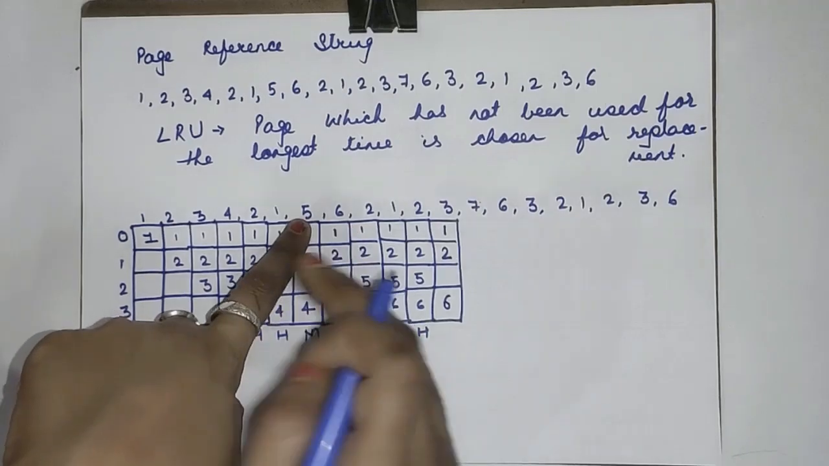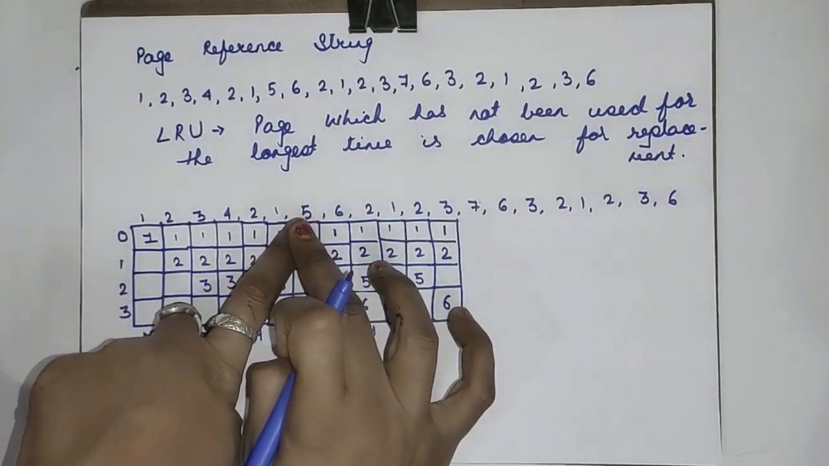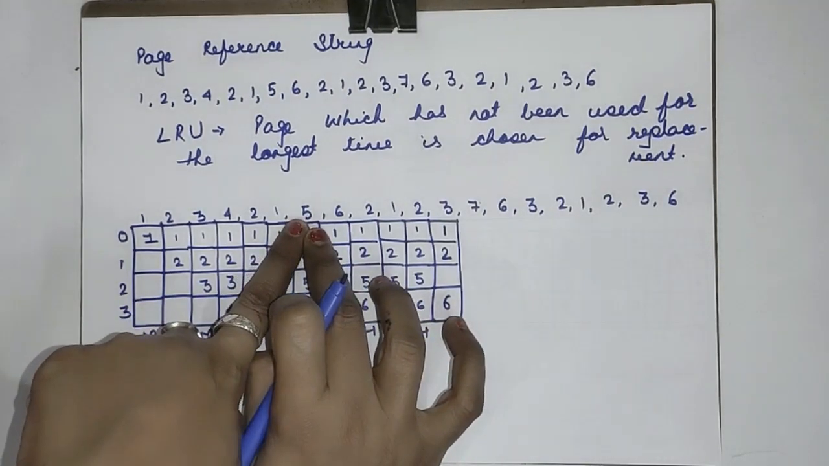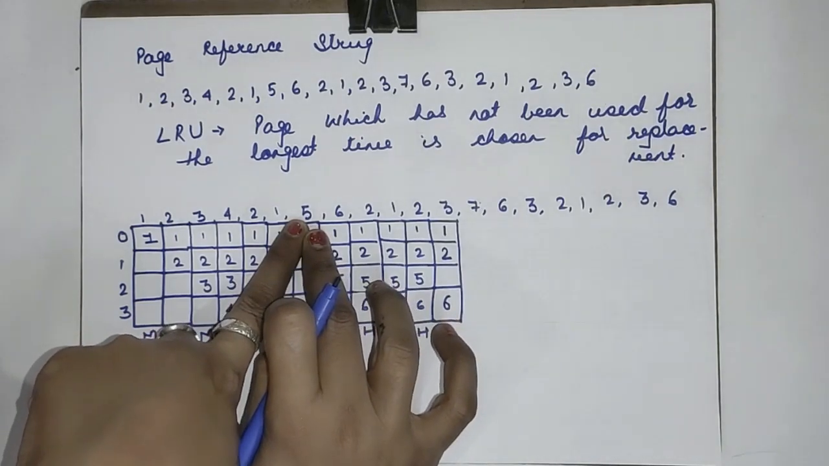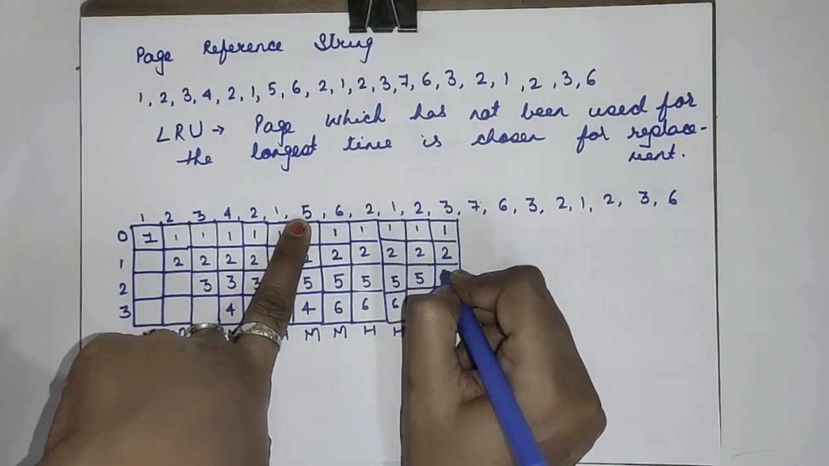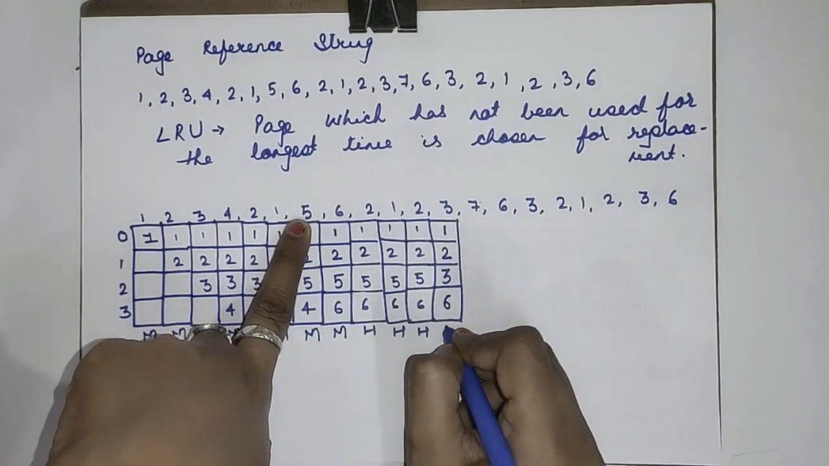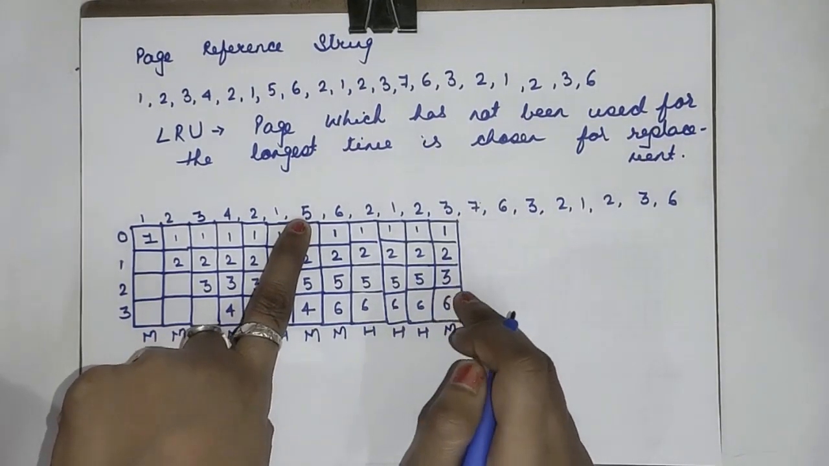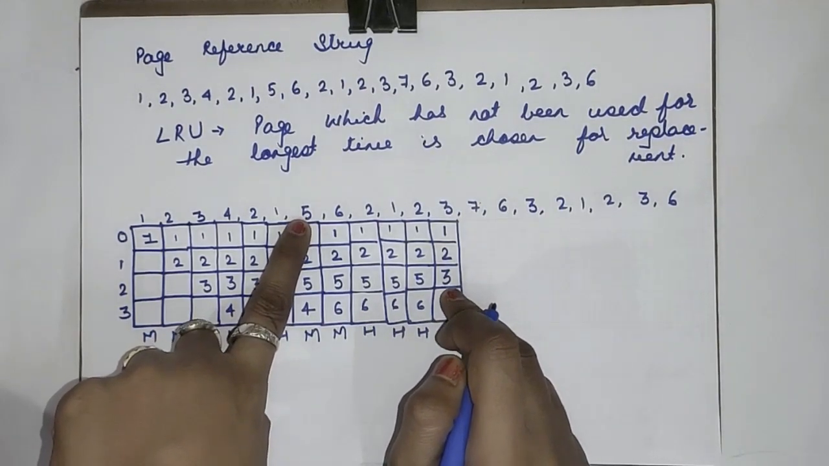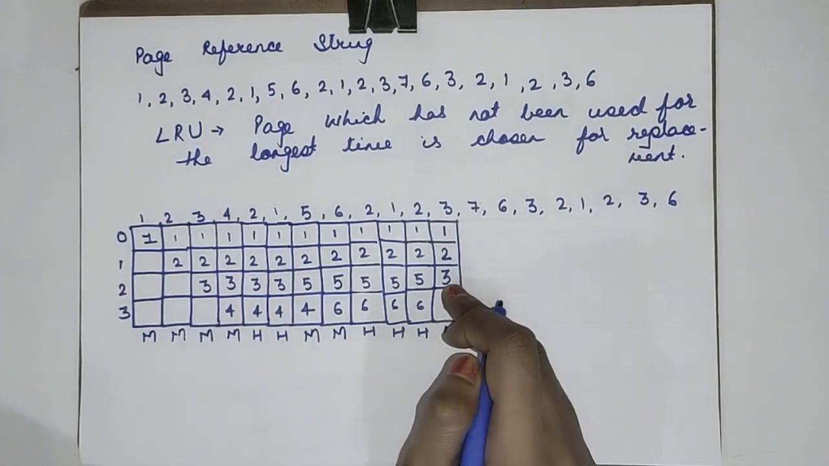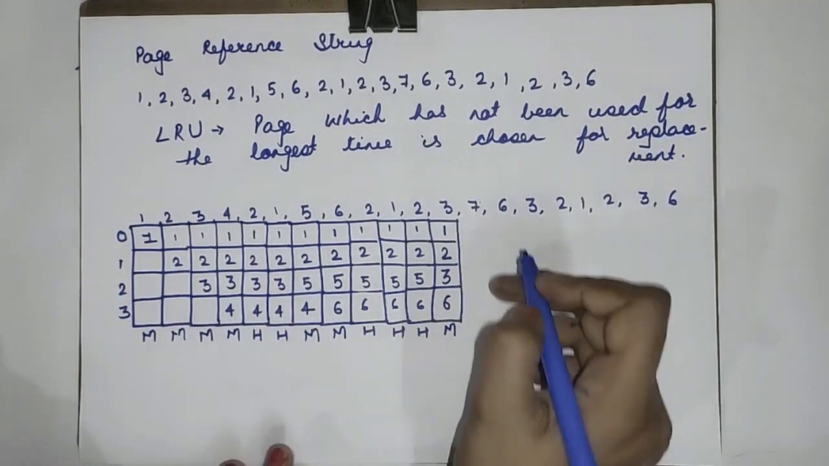So what will be replaced? Now the least recently used page is your 5. So which page are you going to replace? You are going to replace 5 with 3. So you got a page miss and you replaced 5 with 3. So now the configuration is 1, 2, 3 and 6.